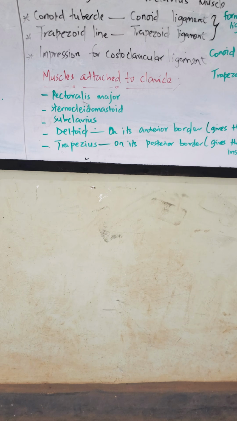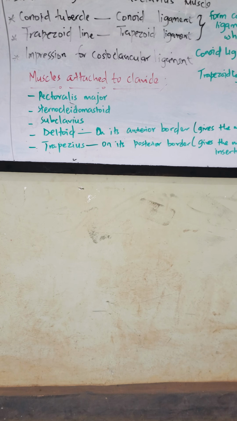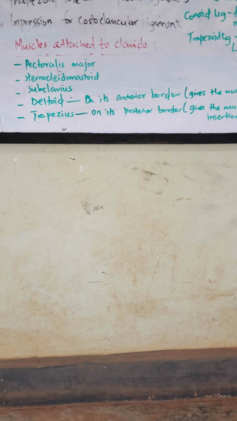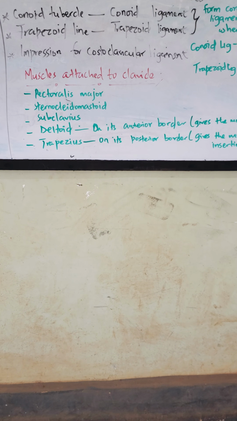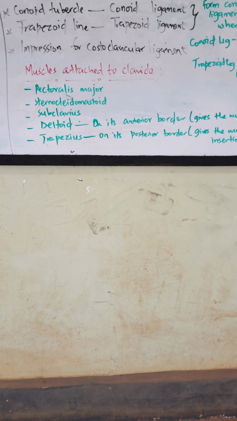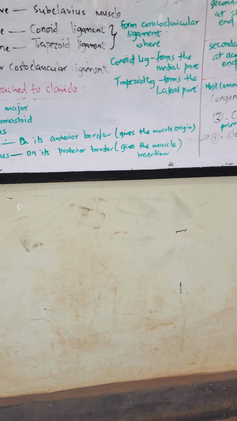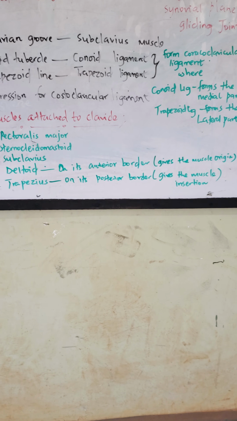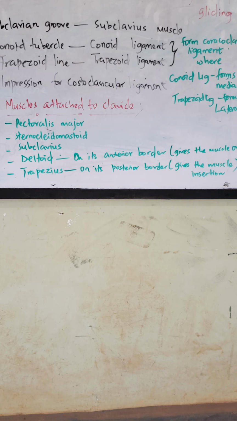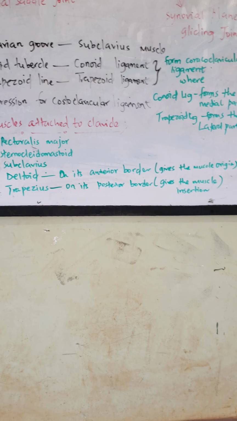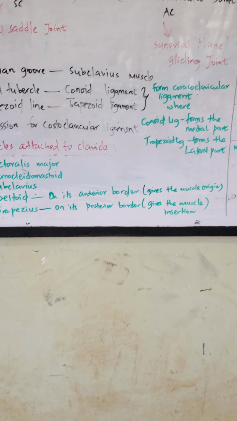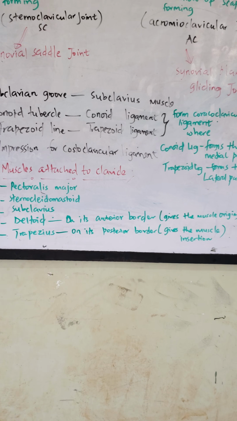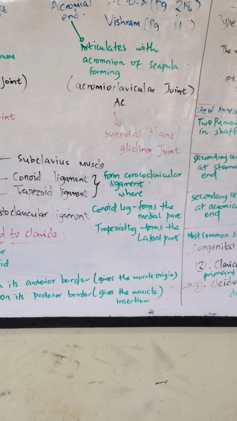Then you need to know the 5 muscles that are attached on the clavicle. The pectoralis major, you will need to know further where its clavicular head attaches, on which surface. Then the sternocleidomastoid, subclavius, deltoid, trapezius. And we are seeing that the deltoid is on the anterior border, and that anterior border of the clavicle gives its origin. But the trapezius, which is on the posterior border, just inserts there. So you will need to know the different locations of these muscles, as we shall be seeing in the subsequent videos.